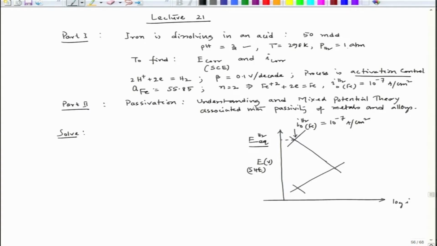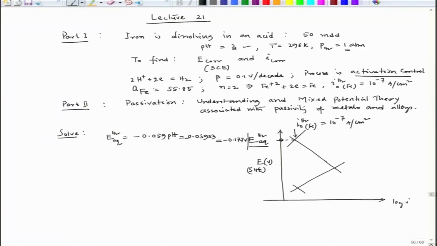But if this is maintained at 1 atmosphere pressure, my E equilibrium for hydrogen becomes minus 0.059 pH, equal to minus 0.059 into 3, equal to minus 0.177 volt. Fine. So this point is at minus 0.177 volt.